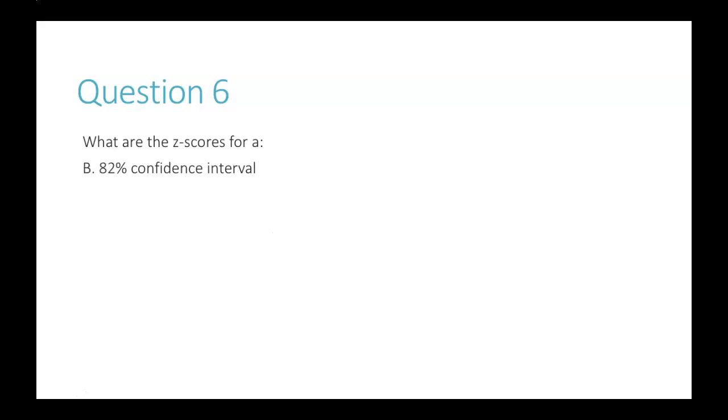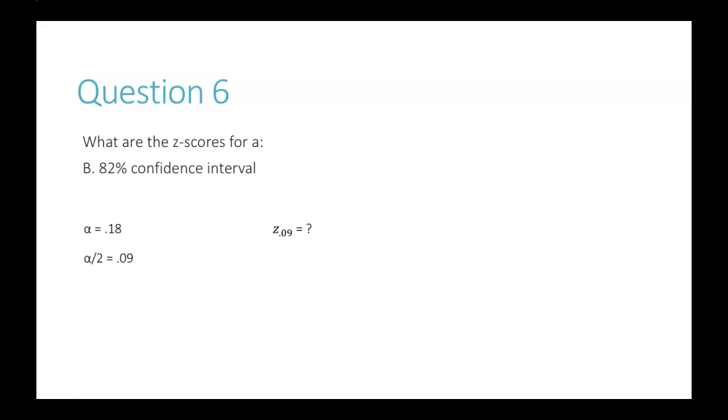So, let's work on this one. Your confidence level is 82%. So we first need to find our alpha, which is 0.18. Right? If we do 1 minus 0.82, we end up at 0.18. So we need to take alpha divided by 2, and we get 0.09. Now, we need to find the z-score for 0.09.